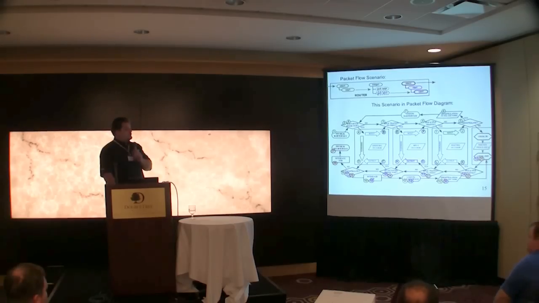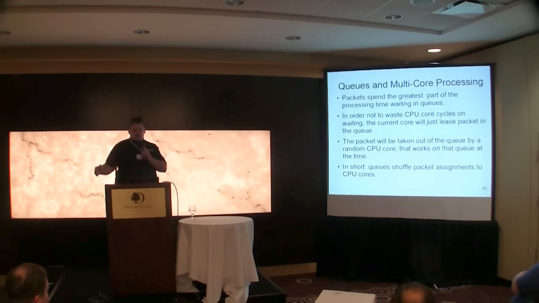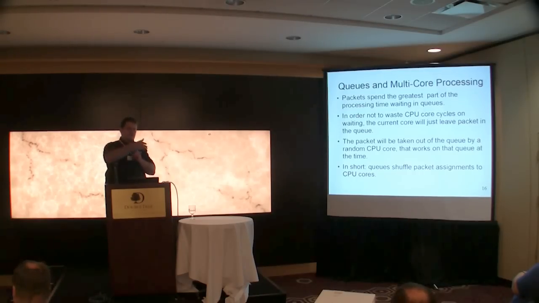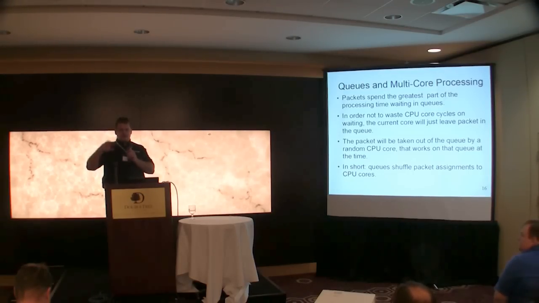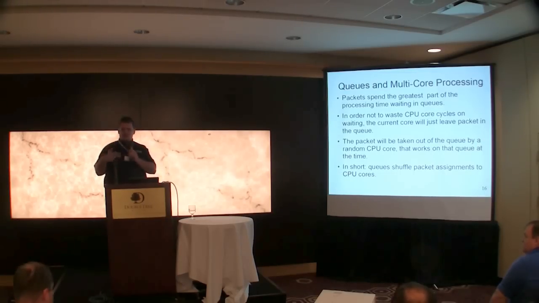So let's go to some of these boxes, and let's start with queues. Basically, a packet spends the greatest part of the processing time waiting in the queues. In order not to waste CPU cycles waiting until the packet is queued and processed by the queue, the current implementation has the CPU core just leave the packet in the queue and go do other things. So this packet will be taken out of this queue by any other random core that is working on that queue at the time. You can have only one CPU core working on the queue at a time. So there can't be 2, 3, 4 cores working on one queue at the same time.